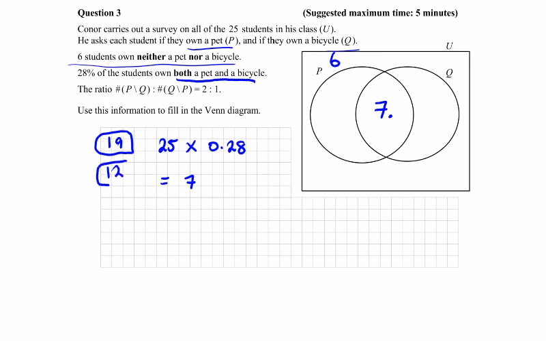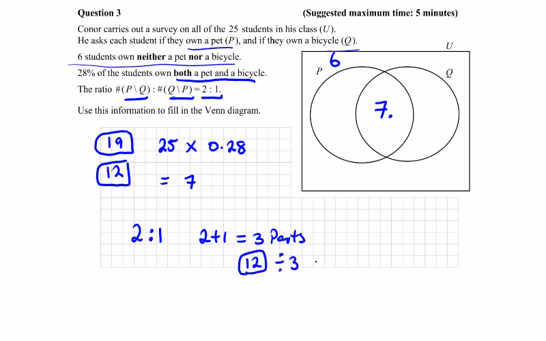I'm just jotting down some rough work here. And P less Q to Q less P is twice as big. Ratio again, you've seen these ratio questions. Add the parts together. 2 plus 1 is 3. 3 parts, and there's 12 altogether. So 12 divided by 3 is 4 in each part. So 2 parts would have 8 and 1 part would have 4. So we have to have P less Q is twice as big, 8 and 4. And 8, 7, 15 and 4, 19 and 6 is 25. So that's how you answer this question.